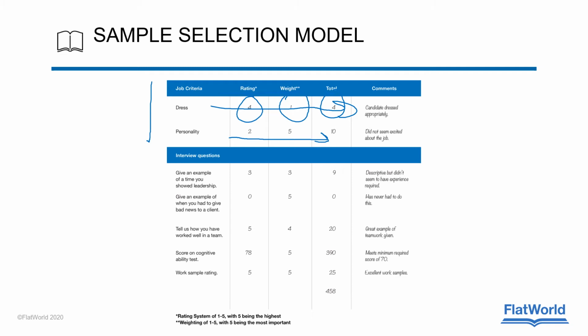Then some interview questions. Give an example of a time you showed leadership. The rating was 3 here. The weight was 3, so 3 and 3 gives them a 9. Some notes here: descriptive, but didn't seem to have the experience required. Here, did they give an example when you had to give bad news to a client? Well, they've never had to do this, so they were given a 0. So on and so forth, and then the scoring is added up, and it's this final score that one would use to rate the various candidates next to each other, so to speak.